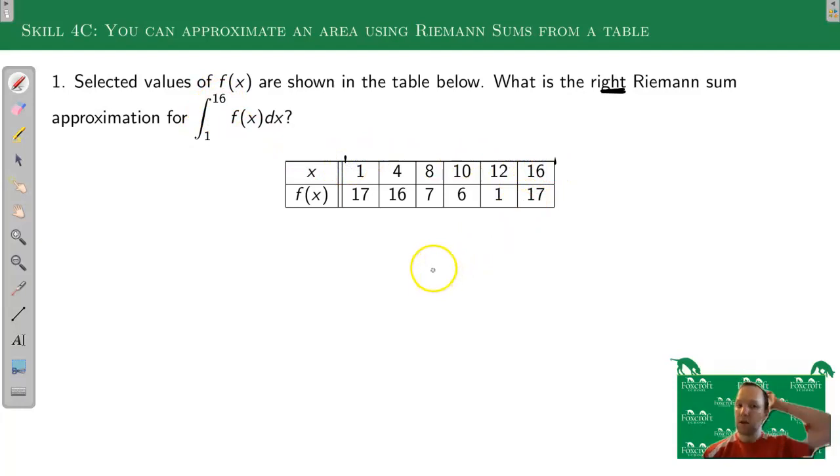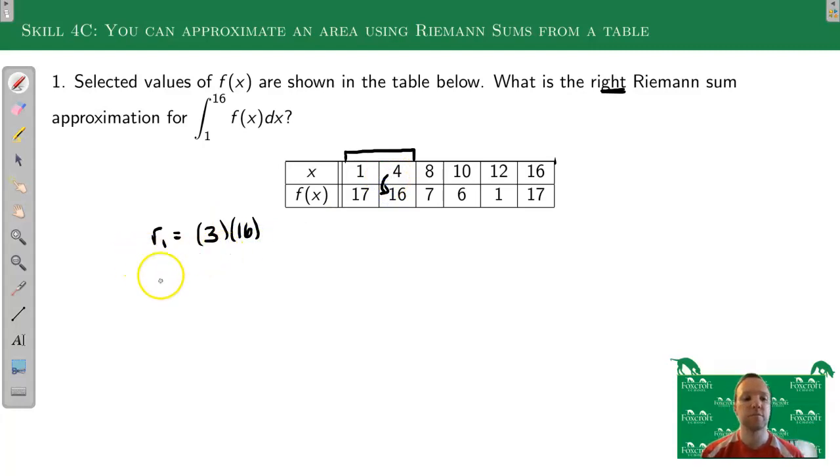All right. And basically each pair in the table is an interval. So I have a 1 to 4. All right, my first rectangle has a width of 3. And then the height, I'm using the right-hand value. And again, the height is when you plug your right-hand value into my function. So my height is 16. So my first rectangle has a width of 3 and a height of 16.